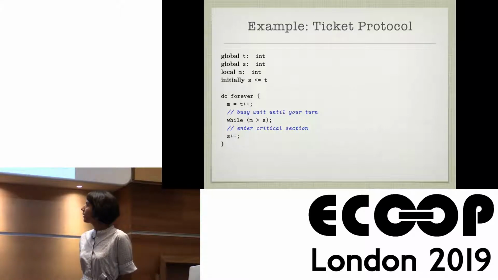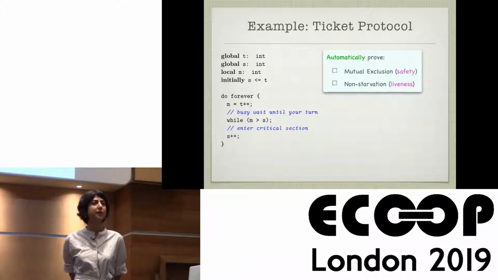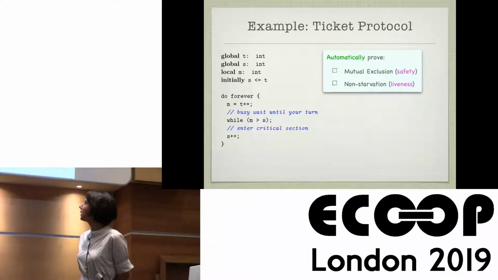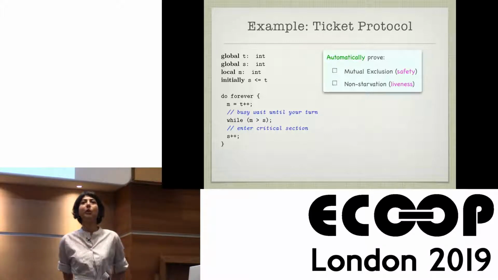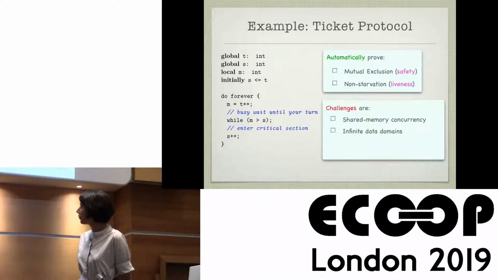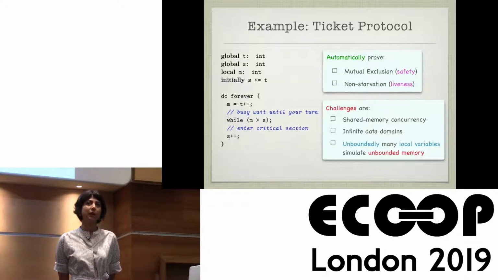So the way that we deal with these things is we want to say that we have an arbitrary number of instantiations of this code, and we want to prove that the mutual exclusion property holds. So for safety and non-starvation for liveness, which I will very, very lightly just touch on. So what are the challenges? I have unboundedly many threads, I have shared memory, and I have infinite data domains. These are 3 complications for algorithmic verification.